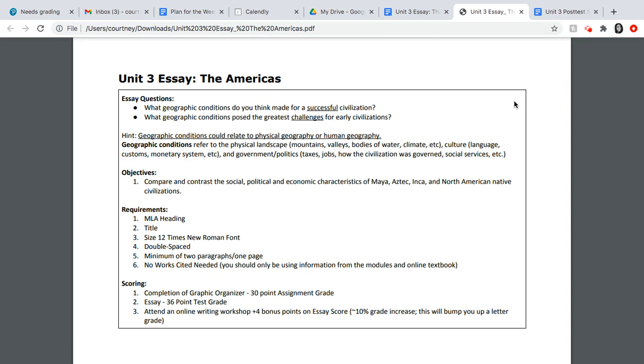So don't forget to sign up for an individual appointment, because those are bonus points, and I can help you proofread your essay, help formulate your thesis, basically anything that you need help with for this assignment.